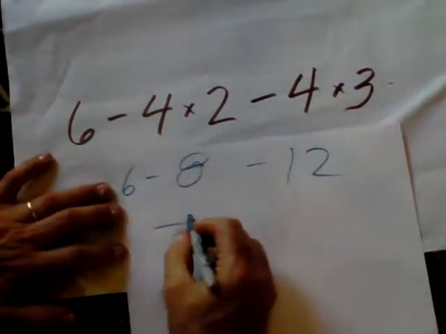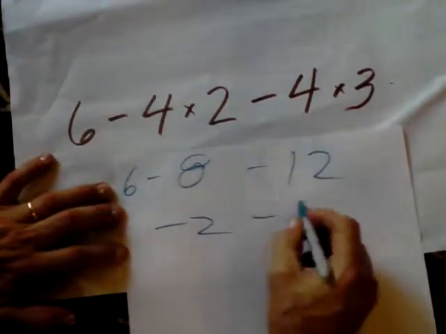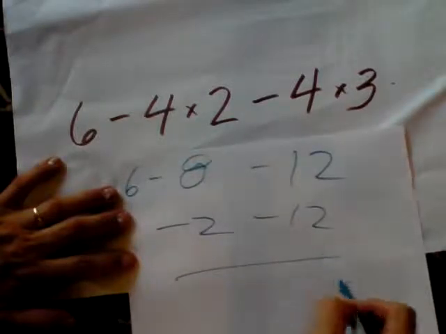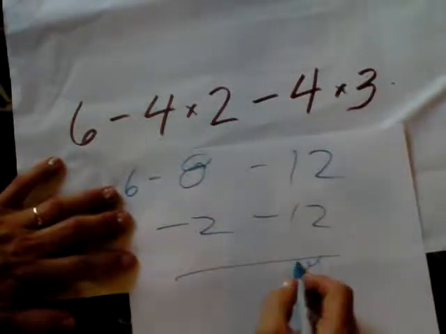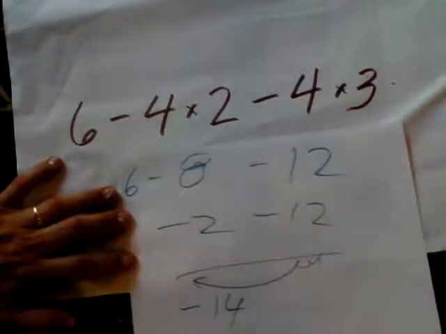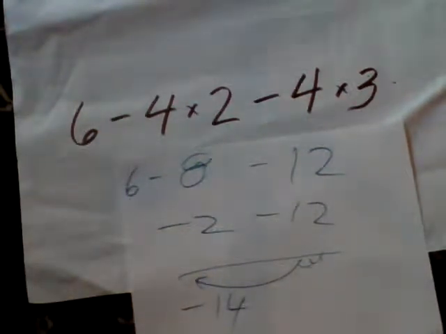Now we just go straight across, left to right. 6 minus 8 becomes minus 2. Bring this down. Now remember, here's 0, minus 2, and then minus 12. You're going to add those and give it a negative value. Ta-da! Okay.